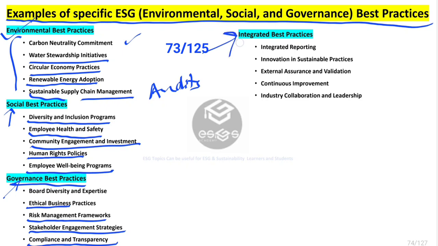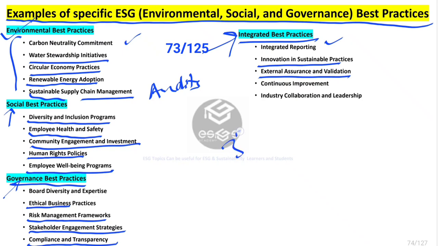Now next comes integrated best practices. In this we go for integrated reporting, which is about publishing integrated reports that combine financial performance with ESG metrics to provide stakeholders with a comprehensive view of the organization's value creation and sustainability impacts. And next comes innovation and sustainable practices. So investing in R&D, research and development of sustainable technologies, products and business models that will contribute positively to environmental and social outcomes.